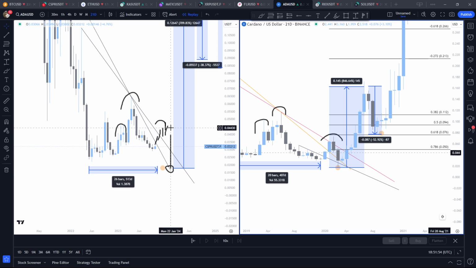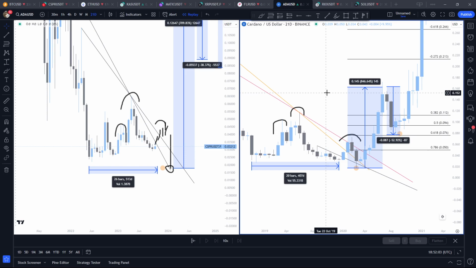So yeah, guys, stay safe in the market. It's not financial advice. Do not make any decisions on what I tell you. This is merely speculation and stuff like that.